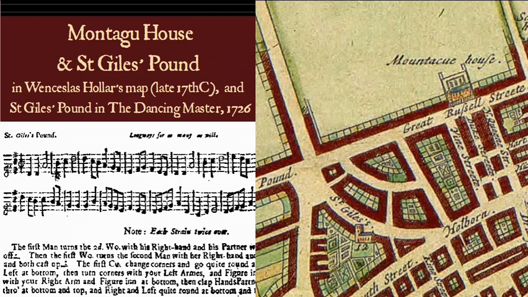You can see Montague House clearly on Hollow's map, and close to it, St Giles Pound, which was a cattle pound at the intersection of the roads from Hampstead and Oxford. It became the point where distances to London were measured.